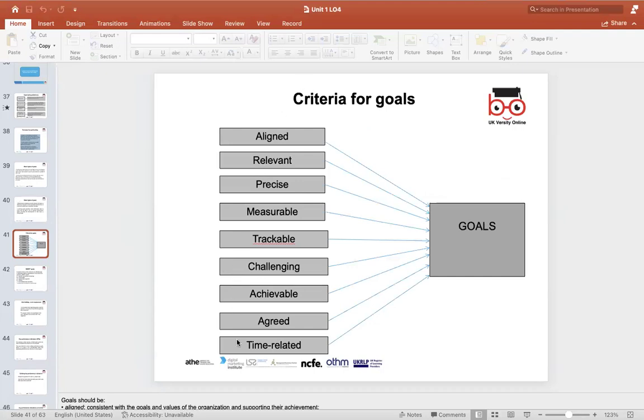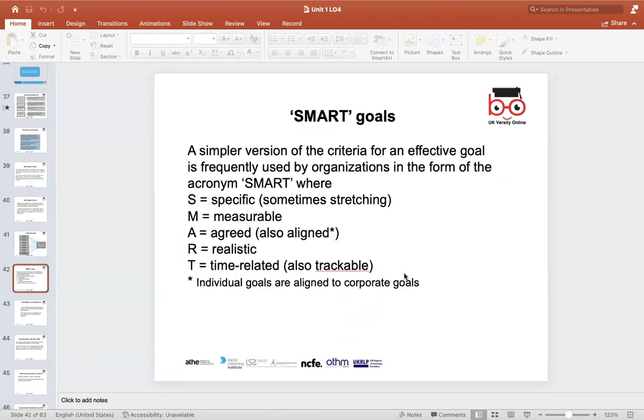Now, there are various criteria that play a role in the end goals for associates. Goals should be measurable, trackable, challenging, and achievable. They should be agreed on by both the manager and their associates. We have spoken about SMART goals in the previous learning outcomes as well, wherein we discussed that SMART stands for specific, measurable, agreed or aligned to the business, realistic, so not unrealistic expectations, and time-related, so they are trackable as well.